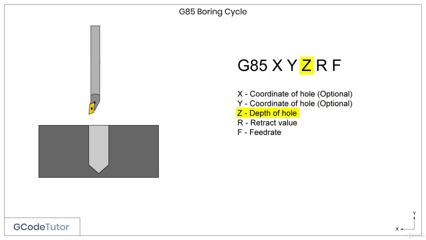A Z dimension controls how deep we wish our bore to go. This is the distance from the datum position to the bottom of the bore in Z. Same as the other cycles, R defines our retract position. This is the distance above the datum position that we wish to retract to after each hole we've bored. And F defines our feed rate, which is in millimeters per minute.